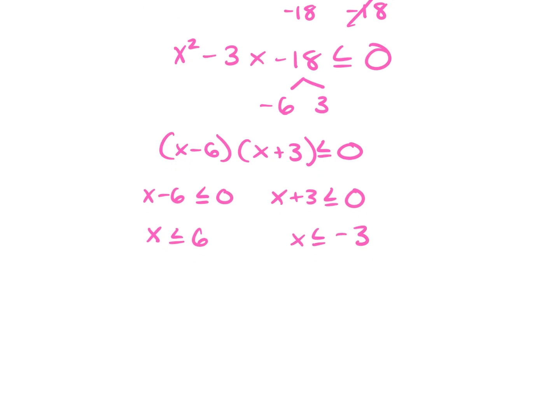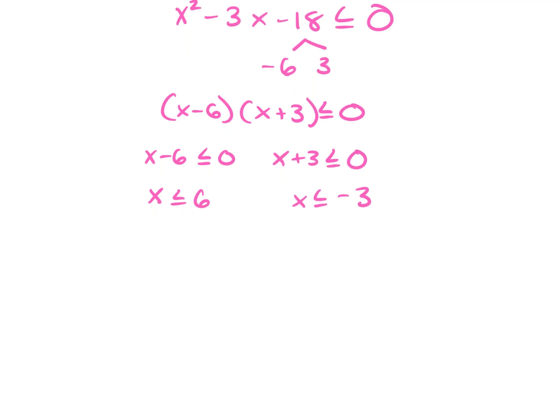Now, because we have two answers, we can't really follow the signs that we have here. We are either shading in between or outside. Which one's smaller? Negative 3. So negative 3 would come first. 6 would come next. Do we have open or closed circles here? Closed circles, because it's less than or equal to.